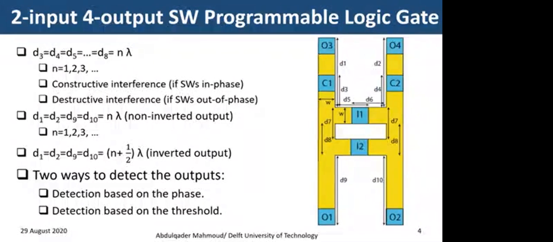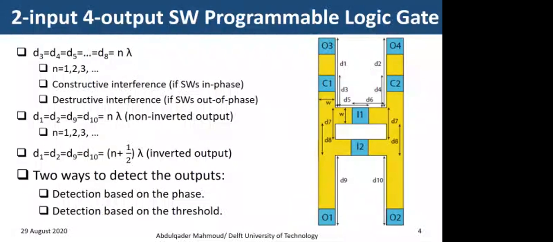On the other hand, if detection based on a threshold is the mechanism used, then the detected magnetization of the spin wave will be compared with a predefined threshold, such that if the detected spin wave magnetization has a value greater than the threshold, then the output is logic 1, whereas it is logic 0 otherwise.